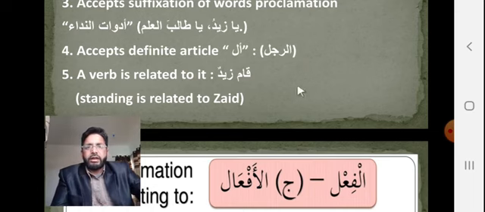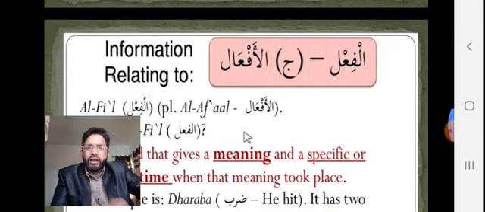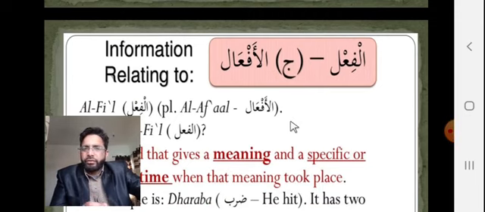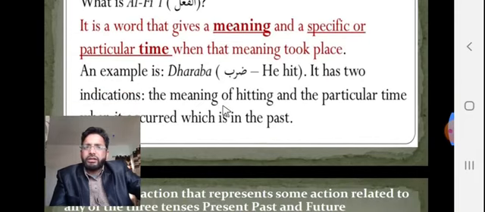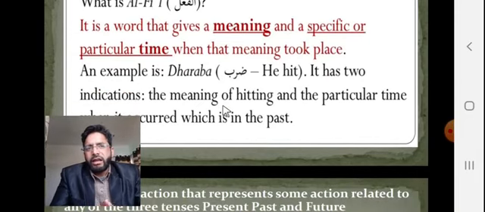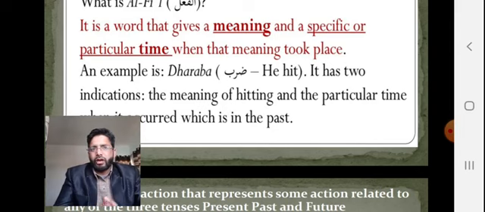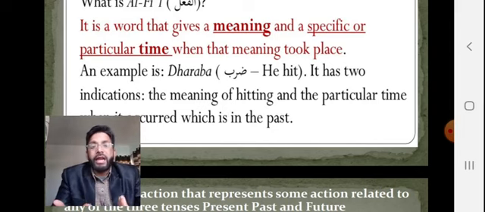Now the second type is fi'l. We have given some initial information about fi'l as well. Fi'l means verb, its plural is af'al, meaning many verbs. So what is a fi'l? It's a word that gives a meaning and a particular time when the meaning took place. It's a kind of kalima, and kalima gives some meaning, but it relates the meaning to a particular tense, a particular time.